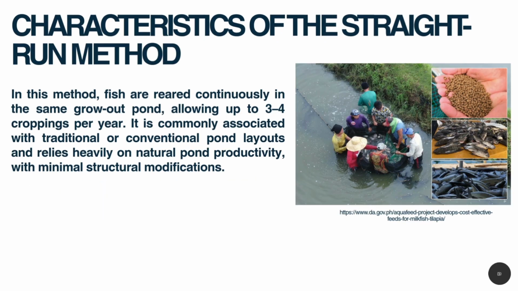In terms of its characteristics, the straight-run method involves continuous rearing of fish in a single grow-out pond, allowing about 3 to 4 croppings per year. This method is commonly associated with traditional or conventional pond layouts and depends largely on natural pond productivity. There are minimal structural modifications involved, making it cost-effective but relatively limited in production capacity.